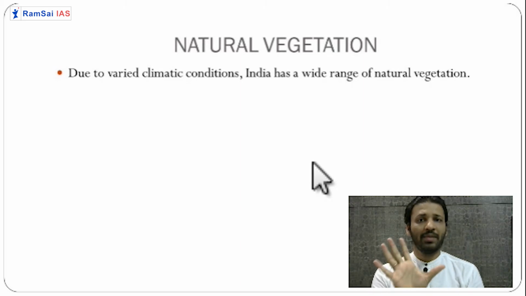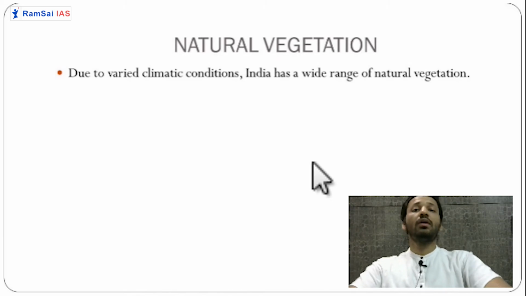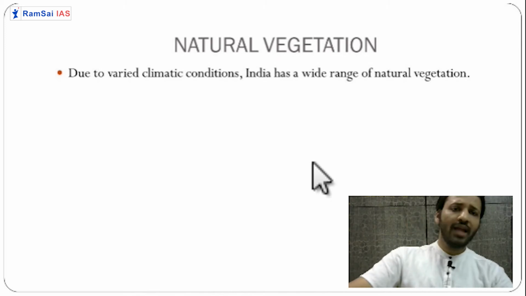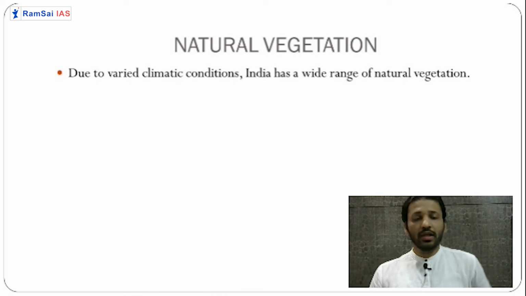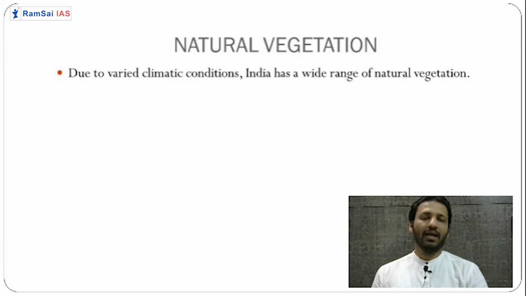So due to the particular climatic condition, India has a wide range of natural vegetation. For example, in the Himalayan region, you'll have rainfall and snowfall, and the climate is not very hot. So here, the trees in the Himalayan region are softwood trees. Also, climate varies according to the altitude in case of the Himalayas.